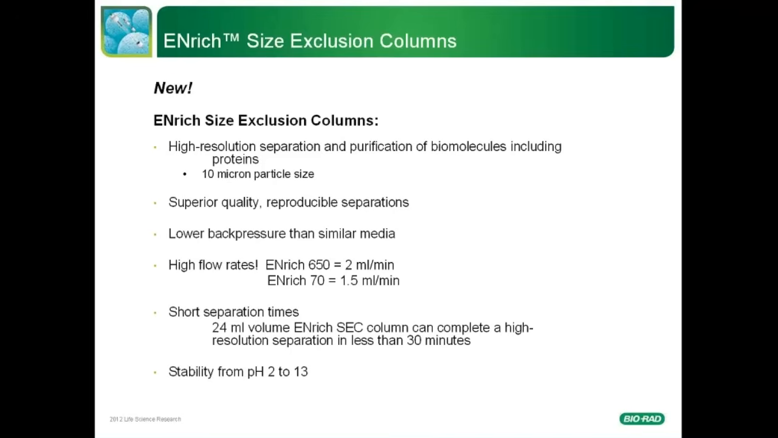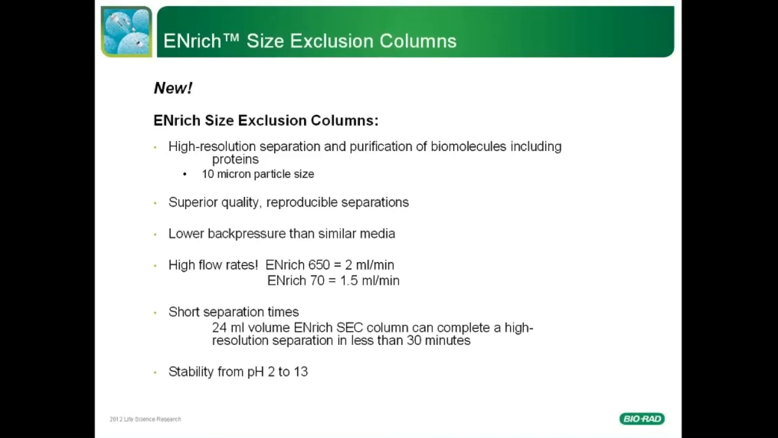They're ideal for protein applications. They provide superior quality, reproducible separations. They have lower back pressure than similar media. They have a polymethacrylate stationary phase that allows us to run at higher flow rates. The Enrich 650 column can be run at 2 milliliters per minute. The Enrich 70 column can be run at 1.5 milliliters per minute.